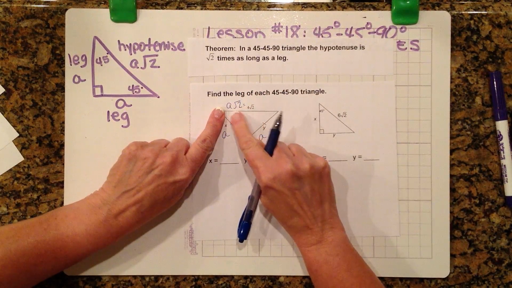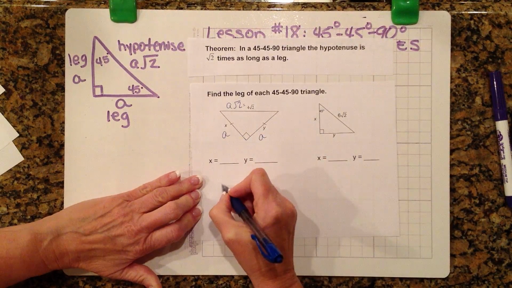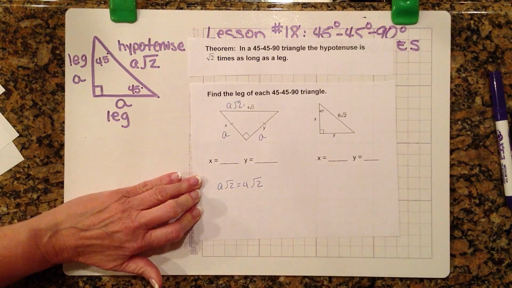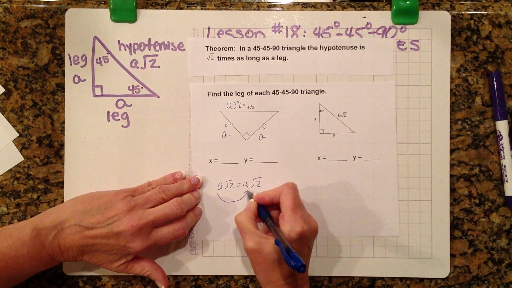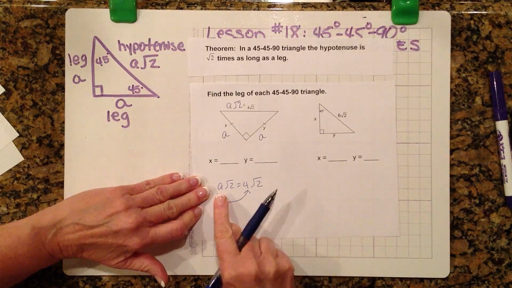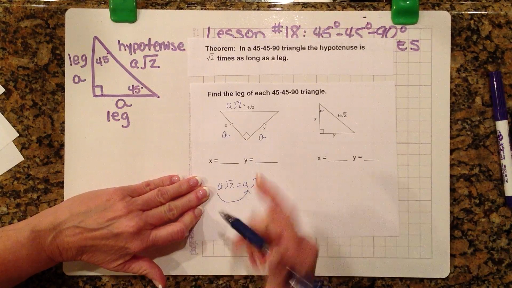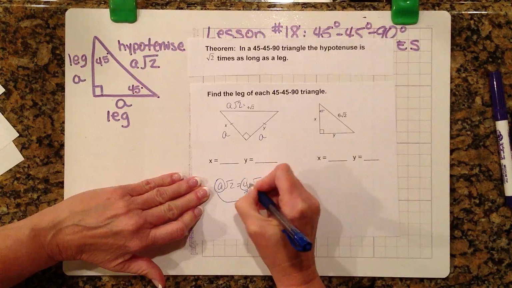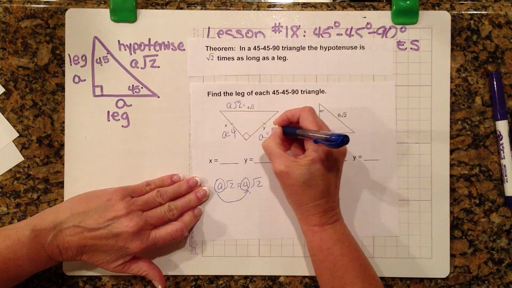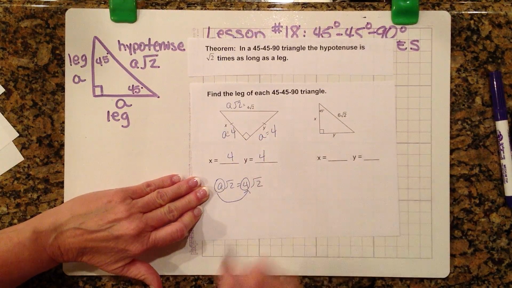Okay, so a square root of 2 is 4 square root of 2. Notice my a and my 4 match up right there. So instead of 4 square root of 2, it's a square root of 2. So my a and my 4 go together. So this is going to be 4, and that's going to be 4. So both of these values are 4.